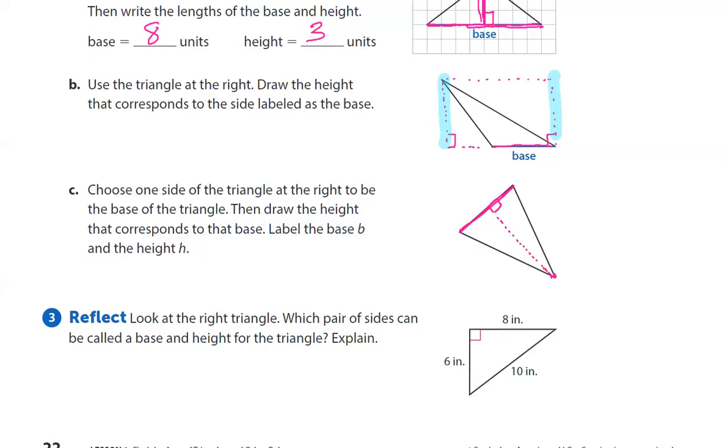I'll do another one. You could use this base and this height. That one's easy too, I guess. As long as you go from a base and then you go perpendicular. Then draw the height that corresponds to the base. Label the base B and the height H. There we go.